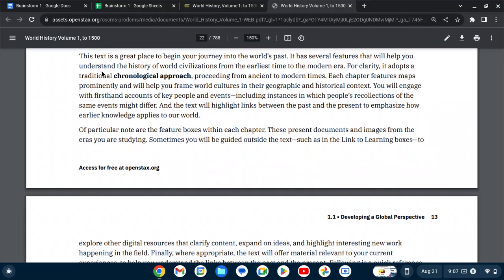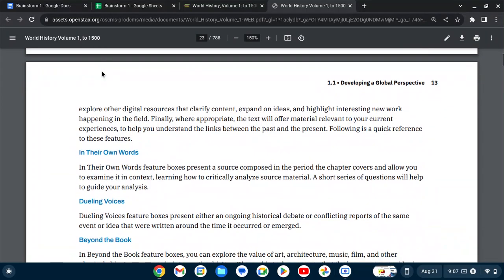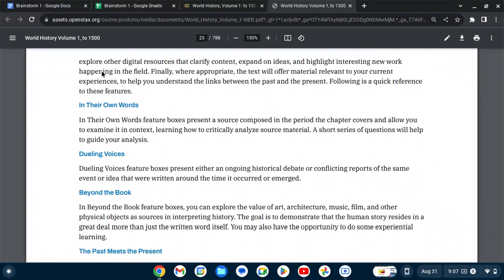how earlier knowledge applies to our world. Of particular note are the feature boxes within each chapter. These present documents and images from the eras you are studying. Sometimes you will be guided outside the text, such as the Link to Learning boxes, to explore other digital resources that clarify content, expand on ideas, and highlight interesting new work happening in the field. Finally, where appropriate, the text will offer material relevant to your current experiences to help you understand the links between the past and the present.